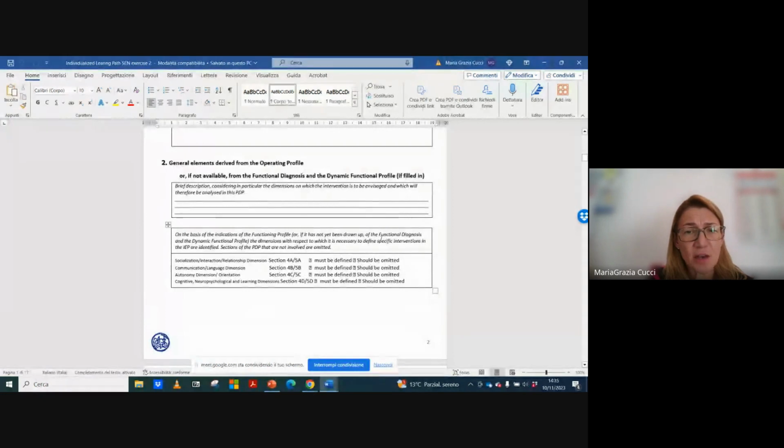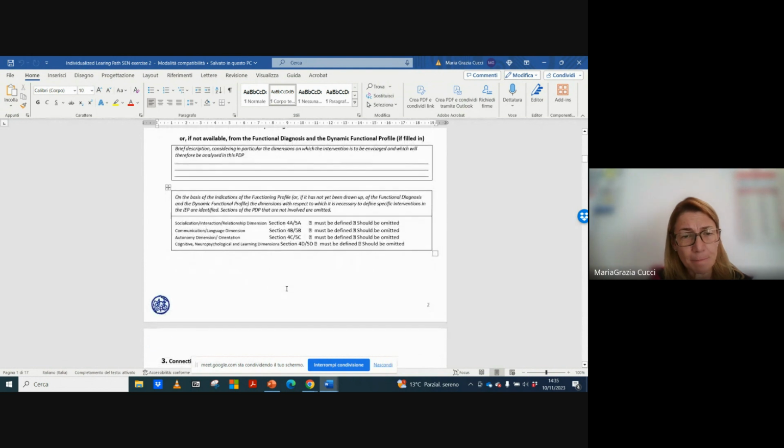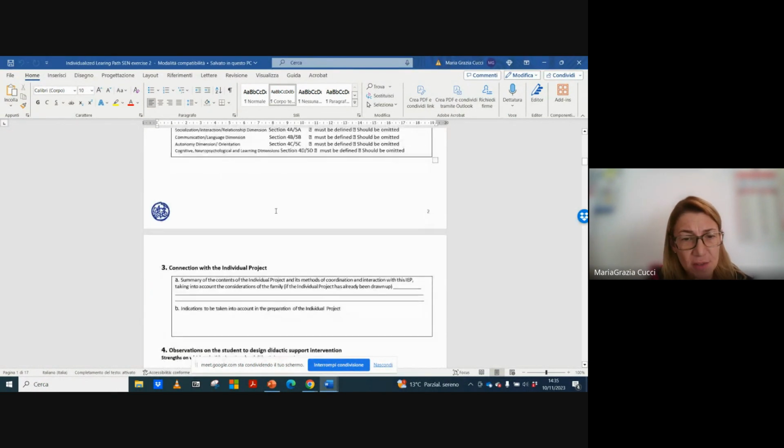And starting from that, we can put some special attention on different dimensions. That's to say, the socialization, interaction, relationships dimension, the communication and language dimension, the autonomy and orientation dimension, and the cognitive, neurophysiological, and learning dimensions. We can check only one or more than one of these dimensions, of course.